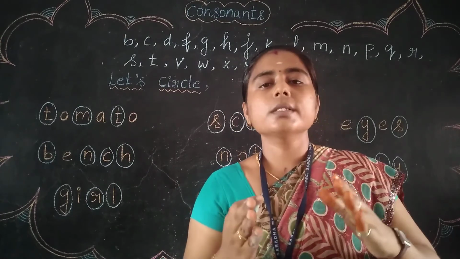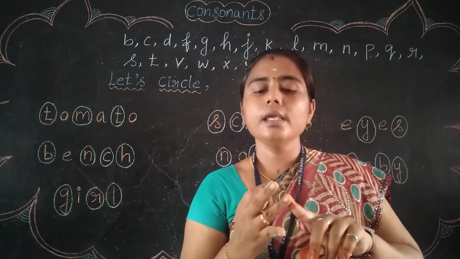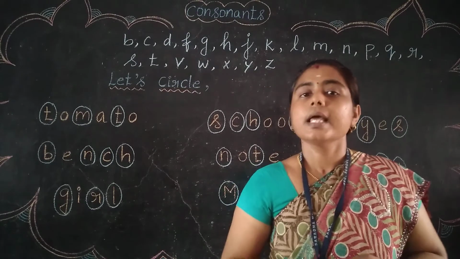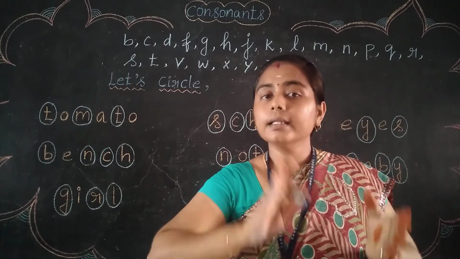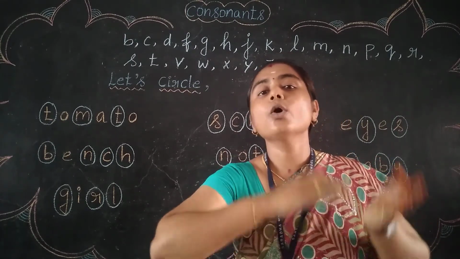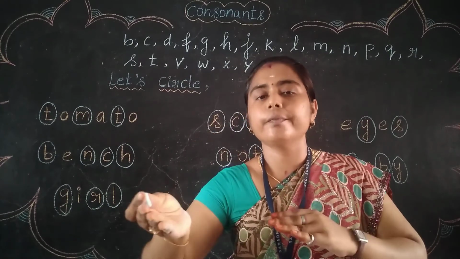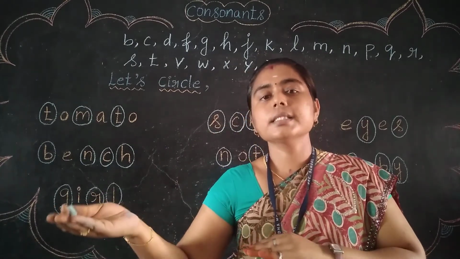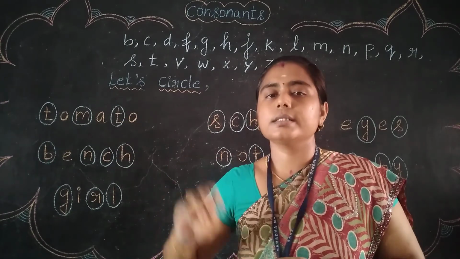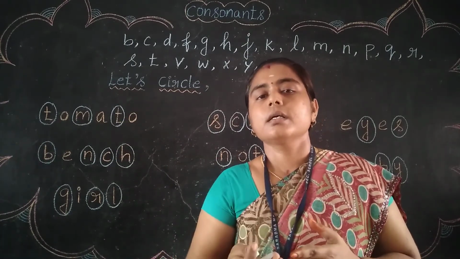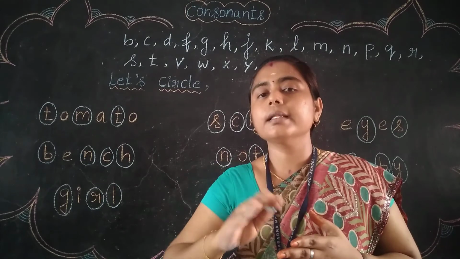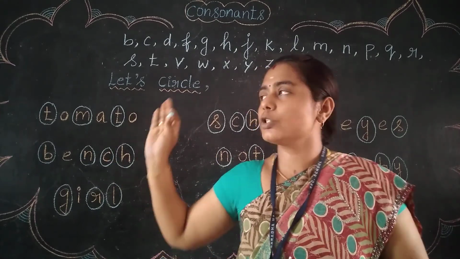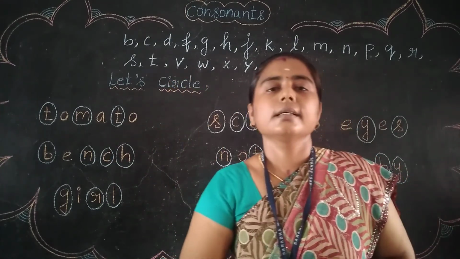What are the vowels? A, E, I, O, U. Then what are the consonants? The other letters in the alphabet, other than the vowels, are named as what? Consonants. The remaining letters in the alphabet, other than the vowels, are named as what? Consonants. Yes, children.